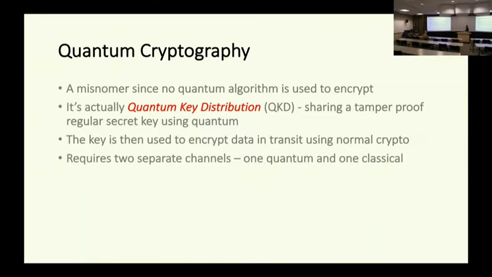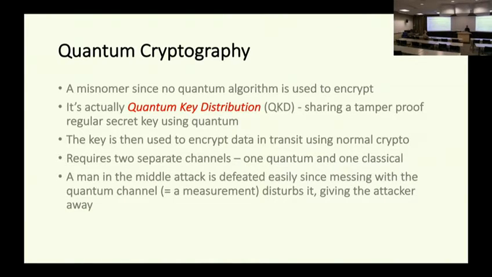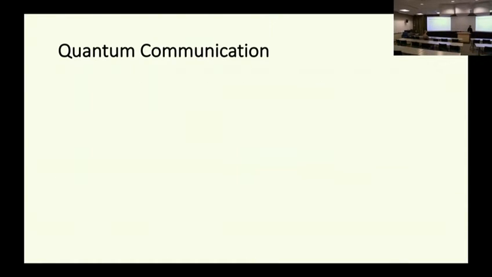So it obviously requires two separate channels, a quantum and a classical channel, to do this with. Again, the idea here is the man-in-the-middle attack cannot occur because, well, at least we think that it cannot occur. It's because if you mess with it, messing with it means observing it, and that kills the whole thing. A couple of QKD protocols that you can look into.